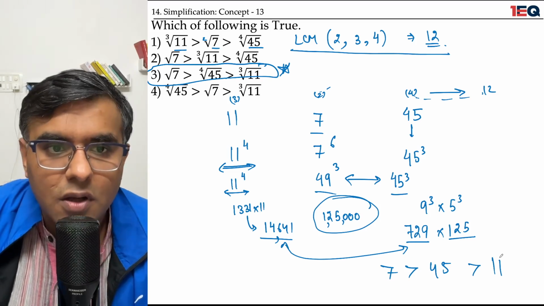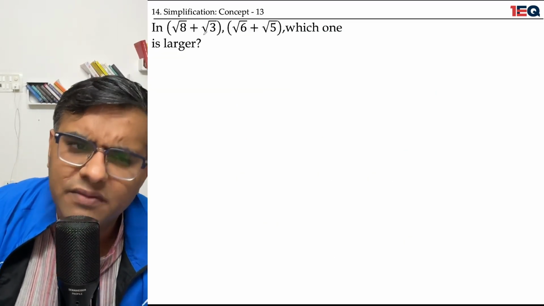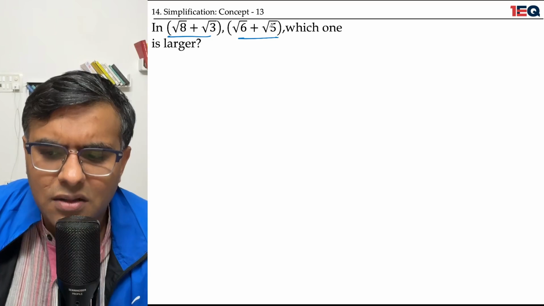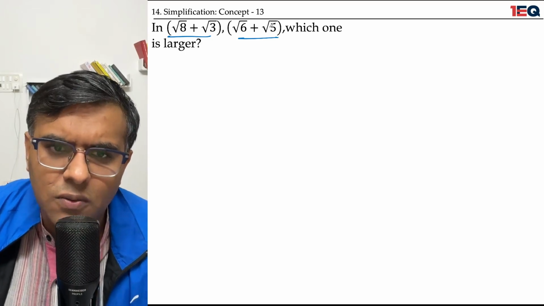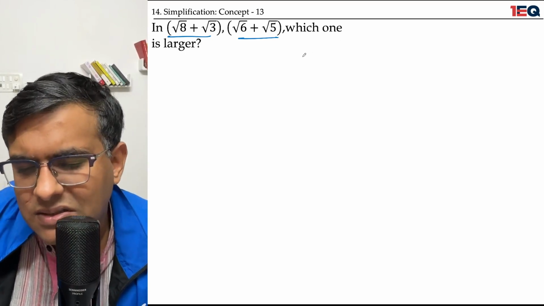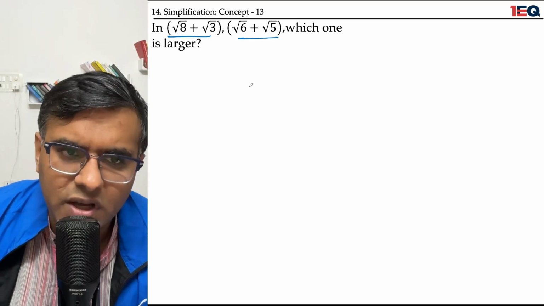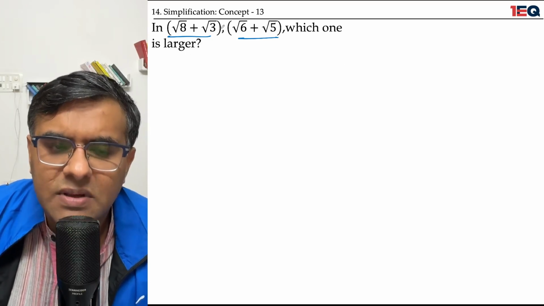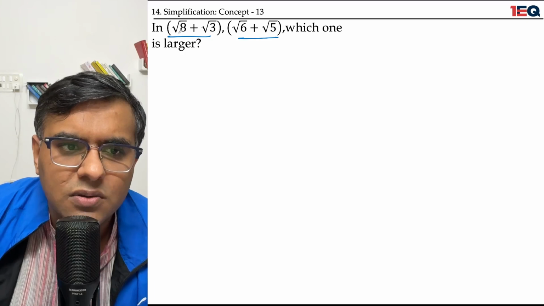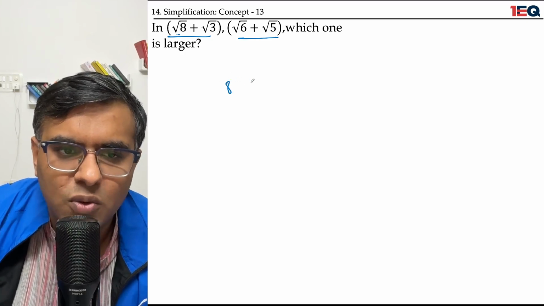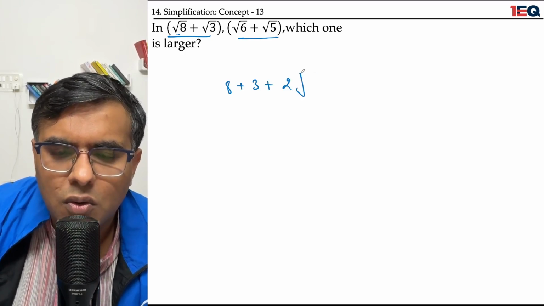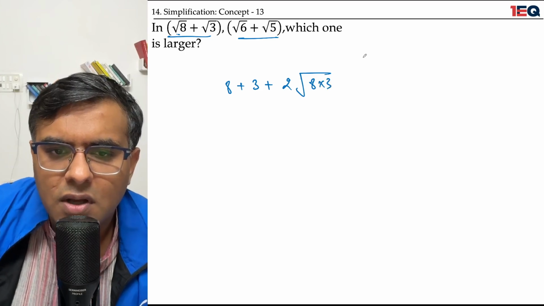Okay. Moving ahead, which is larger? In such questions, whenever the question asks you what is larger, what is not larger, and whatever, I would recommend that as soon as you see the roots, just completely square it off. Square it off. So this comes out to be 8 plus 3. Root 8 square is 8, plus root 3 square is 3, plus 2 root 8 into 3. This is the first one.